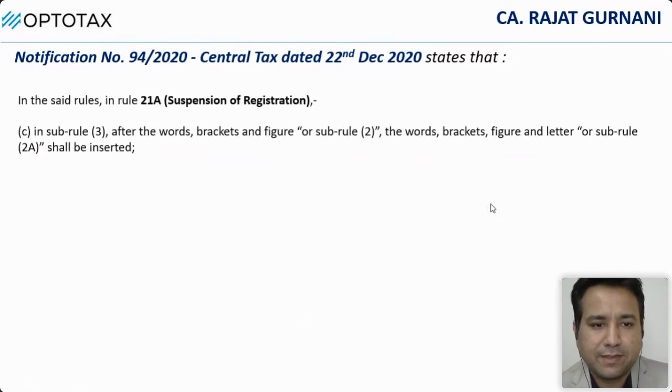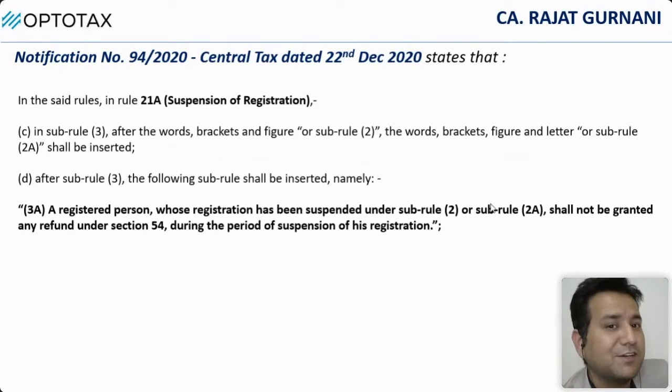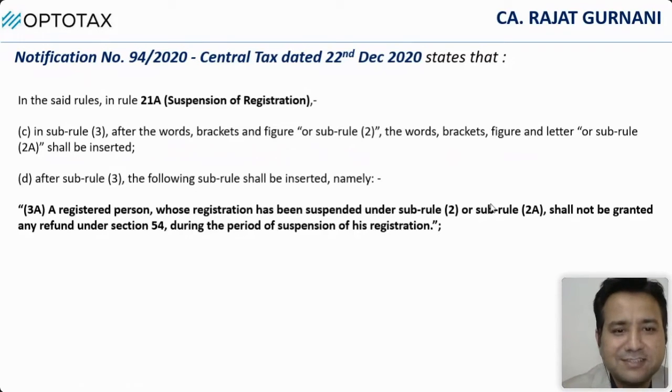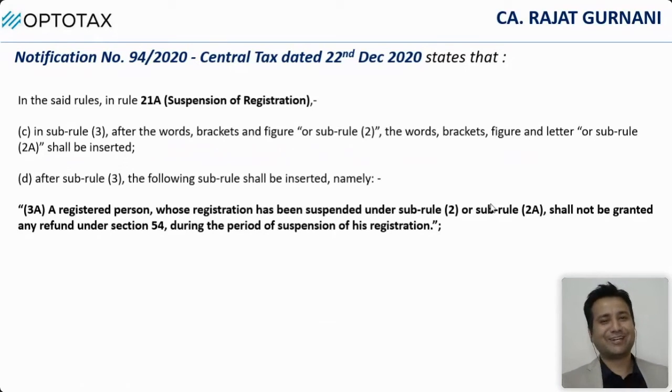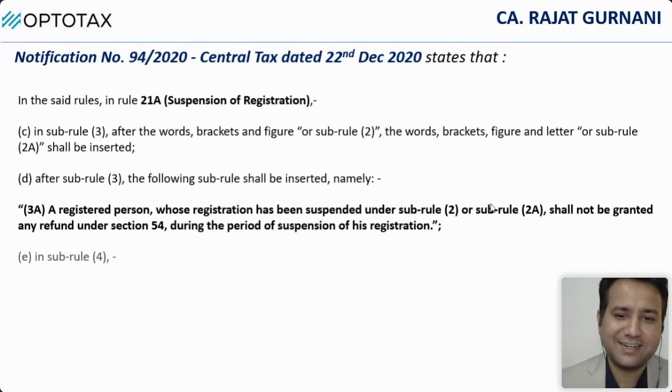Next. Also, they have written a very important thing. What was happening is my registration got suspended. What they wrote, you cannot make a taxable supply, but can I take a refund during that period? Can I take a refund during that period when my registration is suspended? They are saying, new amendment, a registered person whose registration has been suspended under sub-rule 2 or sub-rule 2A, they have included this rule also, which was recently introduced, shall not be granted any refund under section 54. Close the loophole, totally close the loophole, right? Please very carefully understand these provisions during the period of suspension of his registration, right?